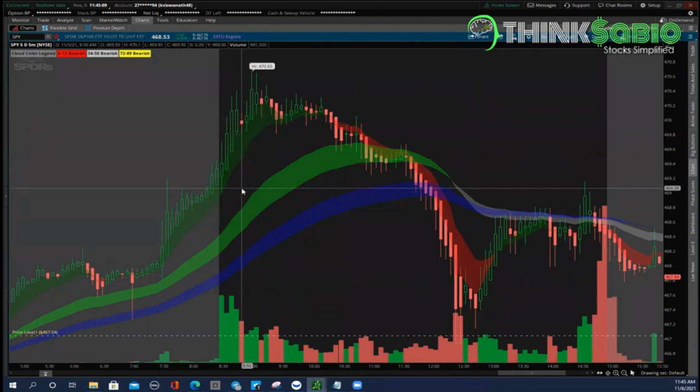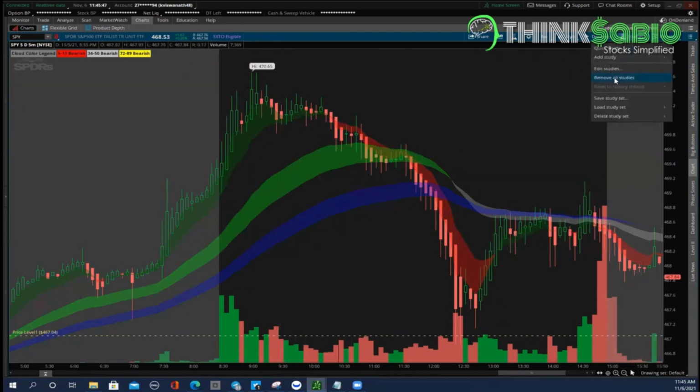His theory is that the top of this cloud is the 5 exponential moving average, and the bottom of this cloud is the 13 exponential moving average. This is 34, this is 50, this is 72, this is 89. What are these numbers? This is the period that it tracks. The top one covers the last 5 periods, the bottom one covers the last 13 periods, this tracks the last 34, this tracks the last 50, this tracks the last 72, and this tracks the last 89.